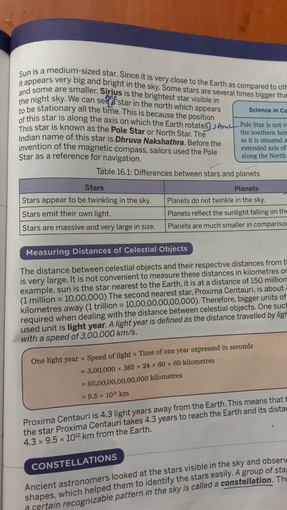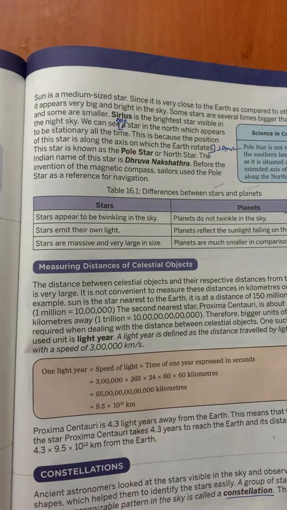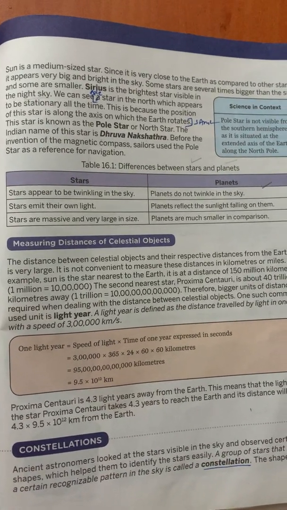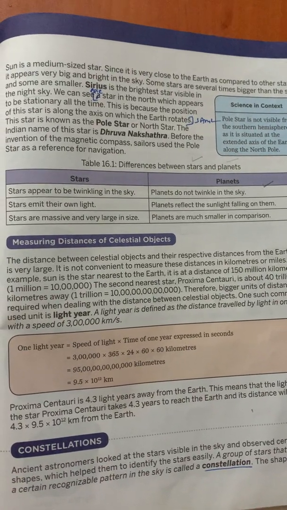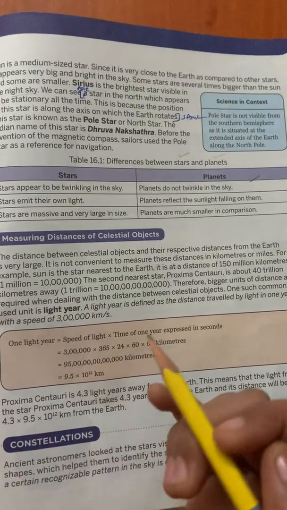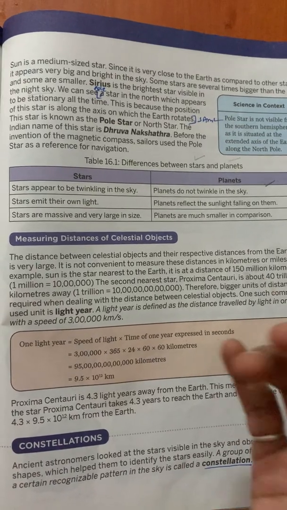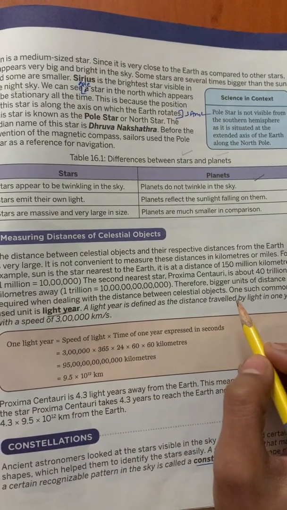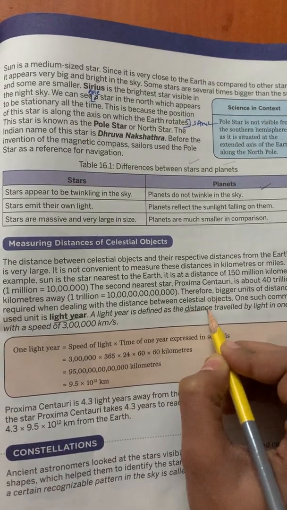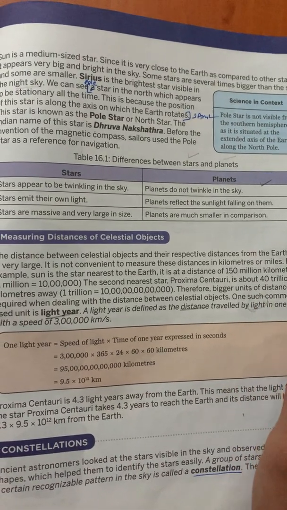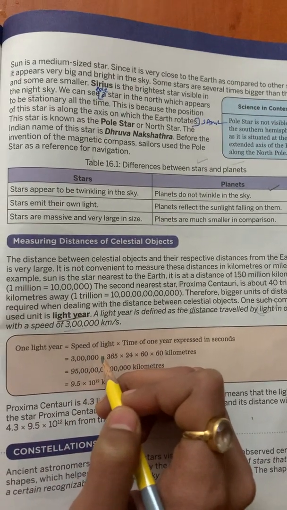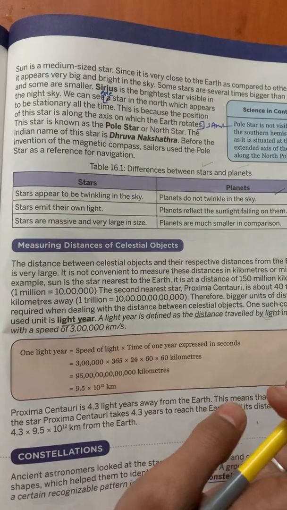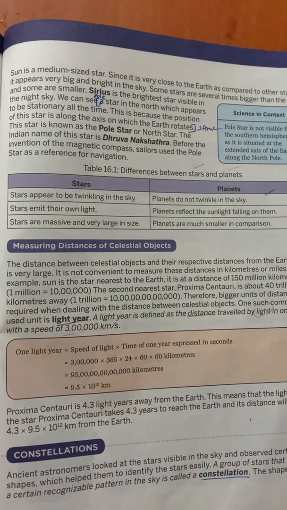There is a very large distance between these celestial objects, and from the earth. It is not convenient to measure these distances in kilometers or miles, so they are measured in light years. Now what is a light year? A light year is defined as the distance traveled by light in 1 year with the speed of 3 lakh kilometers per second. This is how we measure the distances between celestial bodies.